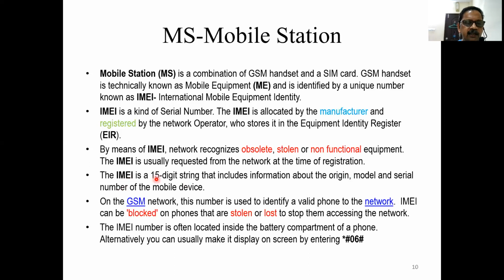The IMEI is a 15-digit string that includes information about the origin. So it consists of three parts: the origin of the manufacturer, the model number, and the serial number of the mobile device. On the GSM network, this number is used to identify a valid phone to the network.